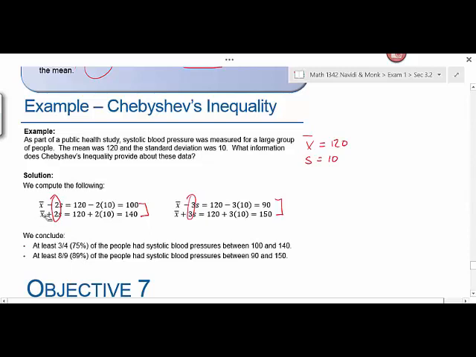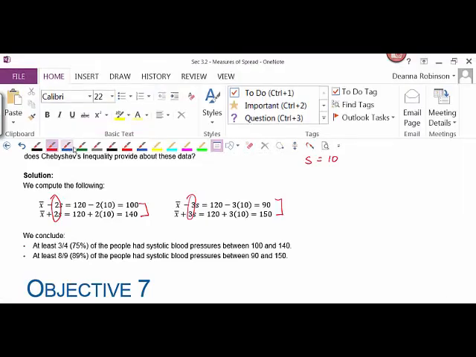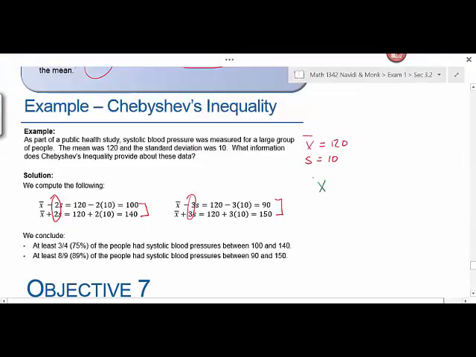But this front part is exactly the same. It's the mean minus 2 standard deviations, the mean plus 2 standard deviations. Once you know what your mean and your standard deviations are, you just plug them into the formulas. The formula says that if you have the mean plus or minus 2 standard deviations, you're going to have approximately 75% of your data.